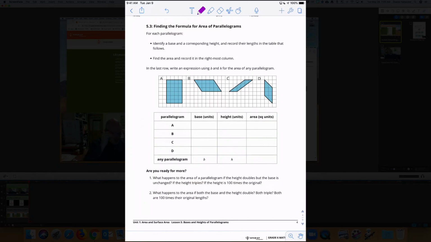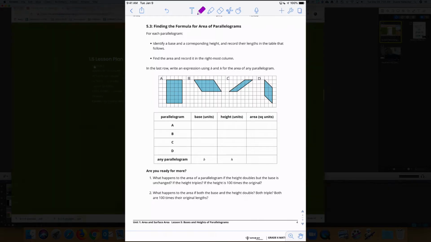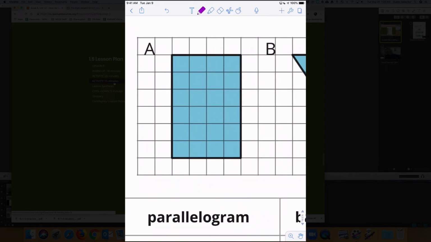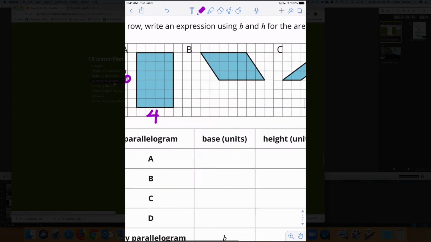So as we move to the next activity, activity 2, this is where we're going to really start to dig deep into that official formula. We're going to hunt for that formula. So we're going to identify the base and the corresponding height, record their lengths, and then we're going to find the area, doing whatever we need to do to find the area. So we'll start with parallelogram A. Now you might be saying, wait, A is not a parallelogram, it's a rectangle. Well, it's both. So we see that the base is 4. We see that the height is 6.